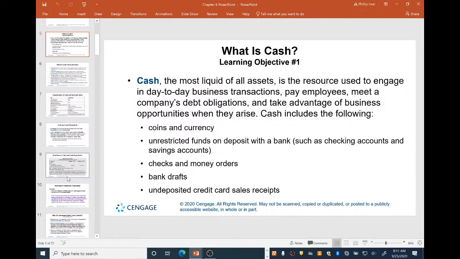Unrestricted funds on deposit with the bank, so like checking accounts, stuff like that. So that's not going to be cash in our physical presence, but we know we have access to it. We have an agent, meaning the bank, that's holding on to our funds for us. So if we can access those funds, that's considered cash. Checks and money orders. So if we're holding checks that we haven't cashed yet, that's considered cash. So if you wrote me a check and it's not post dated, then I can consider that cash, because then I can just go and cash it or deposit it in my bank, and it's mine. Money orders, we know what those are. Bank drafts, undeposited credit card sales receipts. So all these are considered cash items.